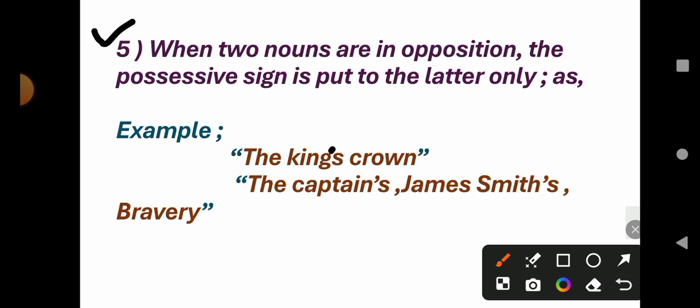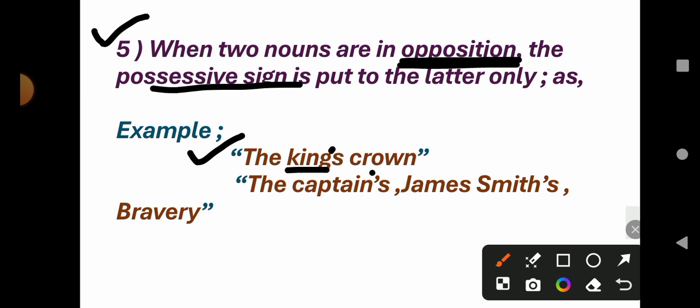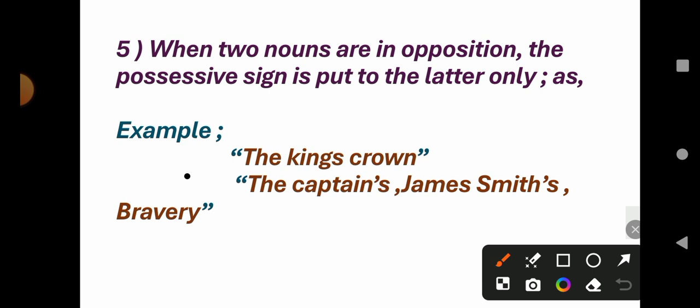The fifth rule is, when two nouns are in opposition, the possessive sign is put to the latter only. First of all, let's discuss what opposition is. Opposition means placing two nouns side by side where the second noun explains and renames the first noun. For example, the king's crown. Here, king and crown are not in opposition, but king's shows possession. The second one is Captain James Smith's bravery. Here, Captain and James Smith are in opposition and the possessive sign is added only to James Smith.